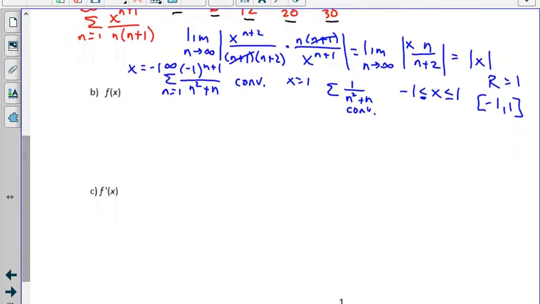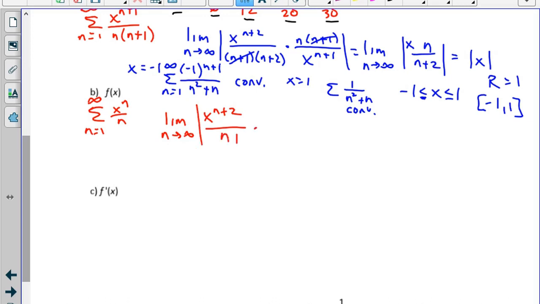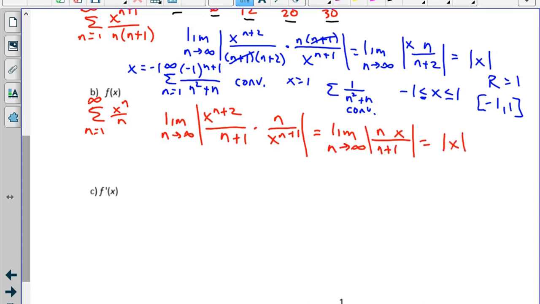Okay, so if I take a look at f of x, it is the sum n equals 1 to infinity of x to the n over n. So I will do the ratio test, limit as n approaches infinity of x to the n plus 2 over n times, or n plus 1, sorry, times n over x to the n plus 1. Again, multiplying by the reciprocal. So this ends up being the limit as n approaches infinity of n over n plus 1 times x, which is once again the absolute value of x. So -1 less than x less than 1.